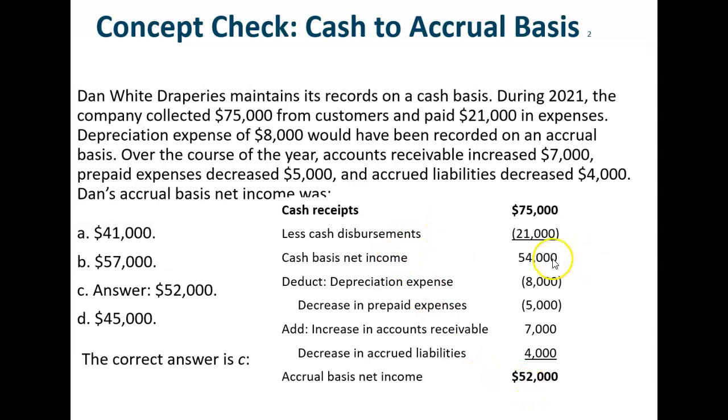Cash basis net income of $54,000 less depreciation expense of $8,000 less the decrease in your prepaid expenses, current asset, of $5,000, plus the increase in accounts receivable of $7,000 plus the decrease in accrued liabilities of $4,000 equals accrual basis net income of $52,000.